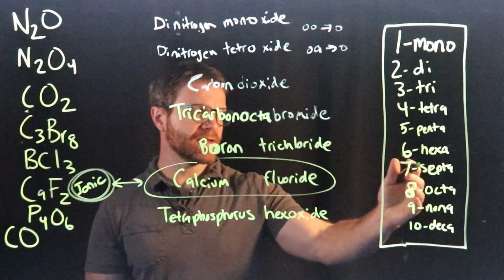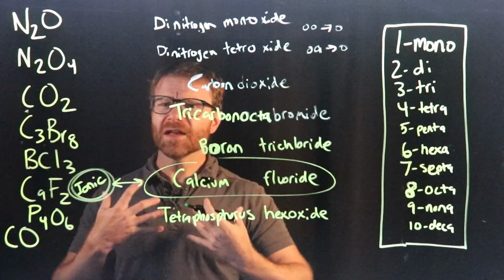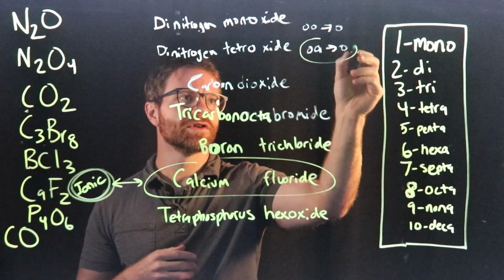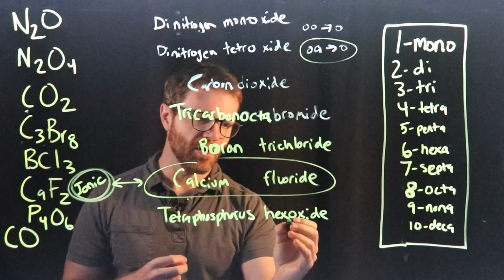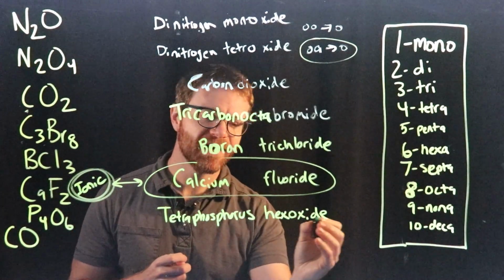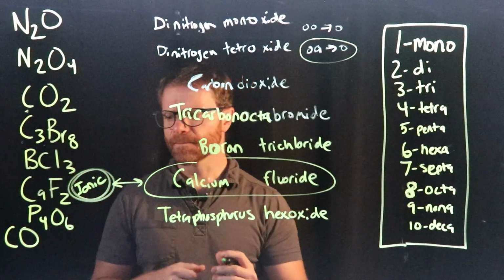Now you might say 6 is hexa, so why isn't it hexaoxide? Because that just sounds awkward. And remember, whenever there's an O and an A, we drop the A and just make it an O. So instead of hexaoxide, it just becomes hexoxide, and it flows off the tongue a lot more easily.